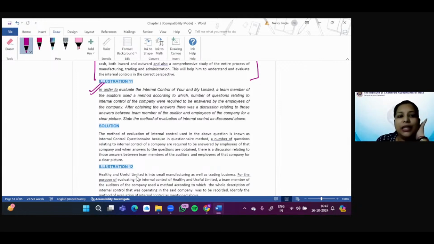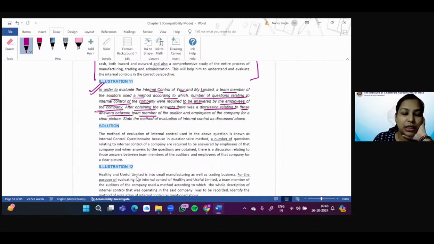In order to evaluate the internal control of your and my Limited, a team member of the auditors used a method according to which: read the question carefully, do not look at the answer, try to answer it on your own. A number of questions relating to internal control of the company were required to be answered by the employees of the company. After obtaining the answers, there was a discussion relating to those answers between the team member of the auditor and employees of the company for a clear picture. State the method of evaluation of internal control as discussed above.